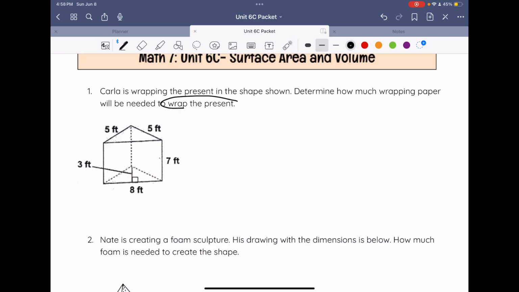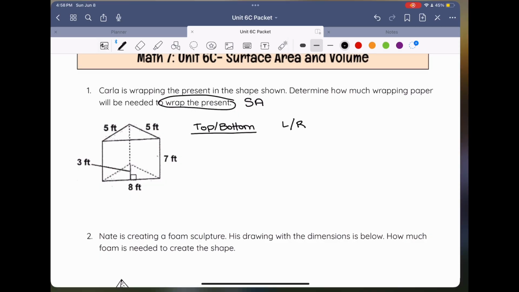All right, we're wrapping the present, which means that this has to do with the outside. So this is surface area. So I need the surface area of our bases. So in this picture, it's the top and bottom. But again, it doesn't matter how you set it up as long as you have all three of the things that I'm going to show you.